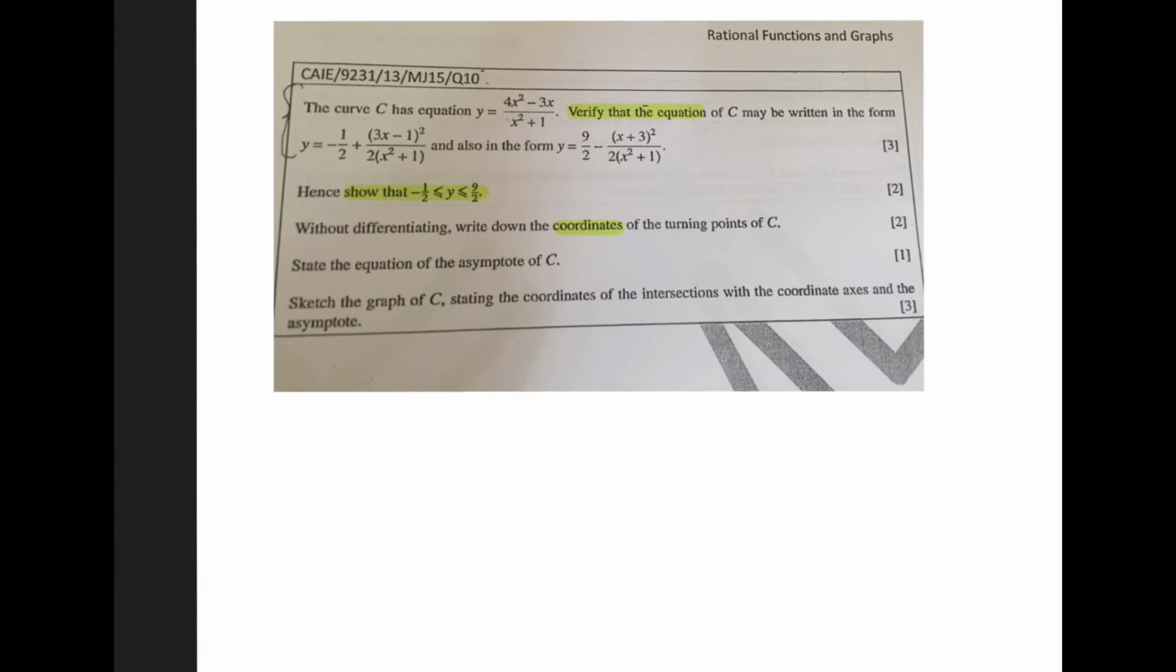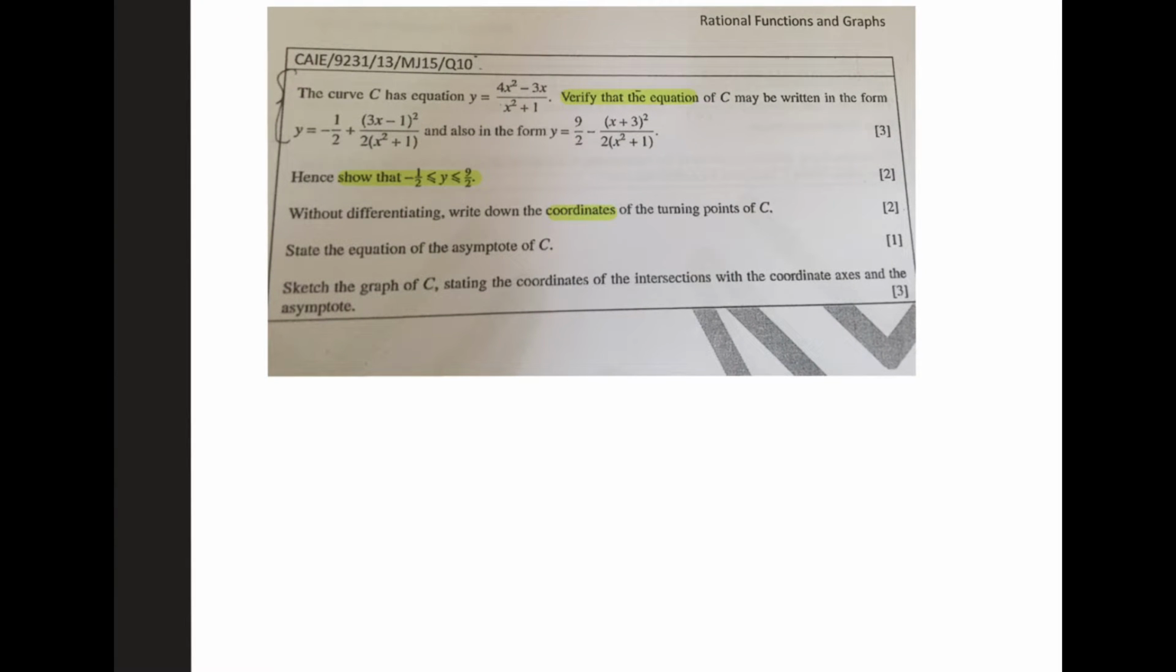So the curve C has equation y equals (4x squared minus 3x) over (x squared plus 1). So this is an improper fraction. Verify that the equation of C may be written in the form y equals minus half plus (3x minus 1) squared over 2(x squared plus 1), and also in the form y equals this.